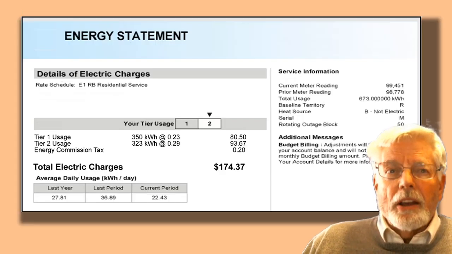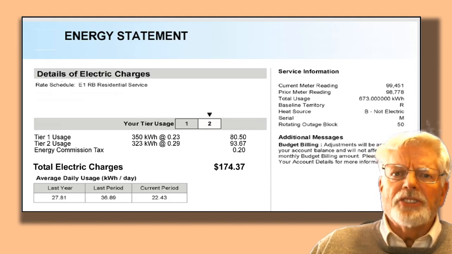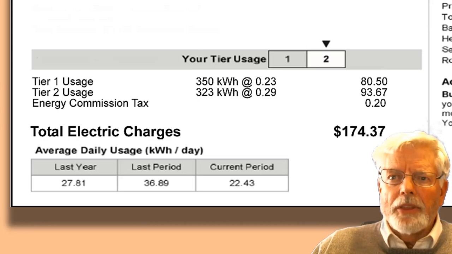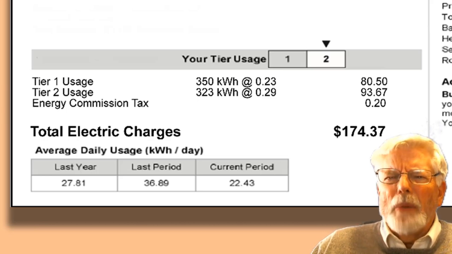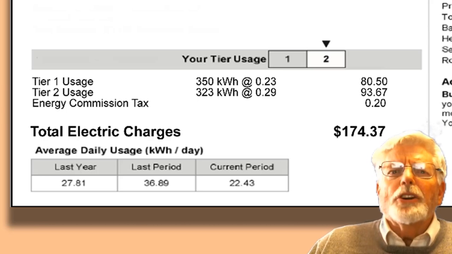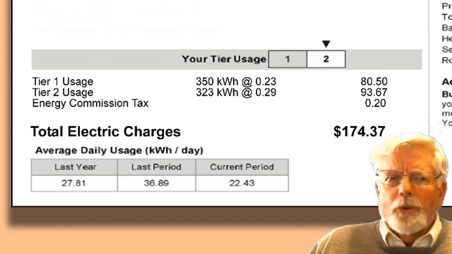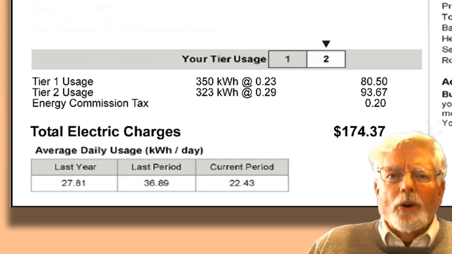Here is one of my electric bills. I see that it was $174.37 for that month. That is a lot of money, but I live in a multi-generational household with 8 people. We have 2 refrigerators, a freezer, and lots of laundry and video games.